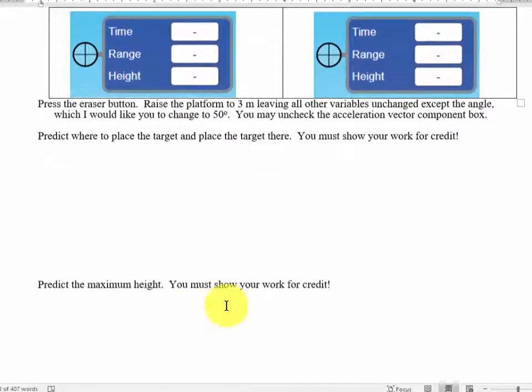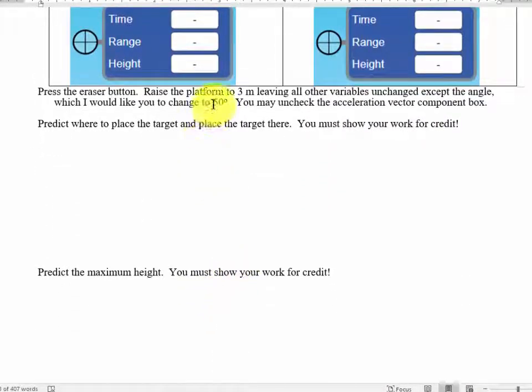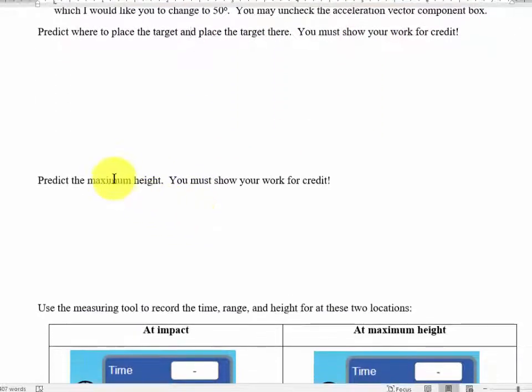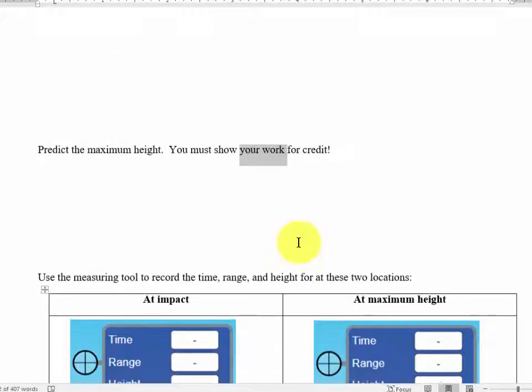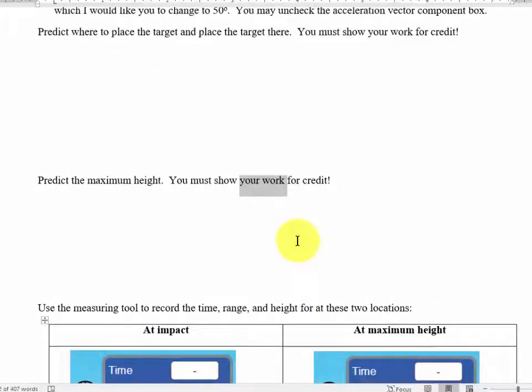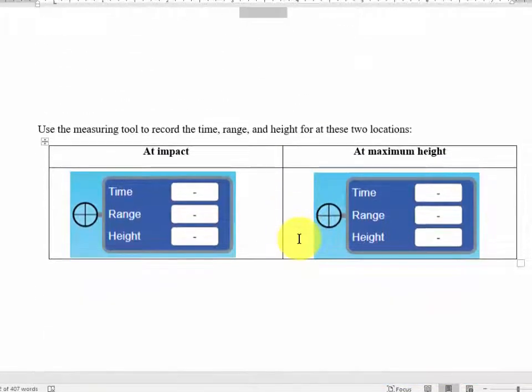Then all I'm going to have you do is mess around with the angle and mess around with the height of the platform. I do want you to predict where to place the target and place the target there. Yes, you do need to show your work. I want you to predict the maximum height, and again, you must show your work and then prove to yourself that you were actually right. If you were not right, then I would highly recommend that you go back into your work and look for the mistake. With that said, this lab is pretty straightforward.